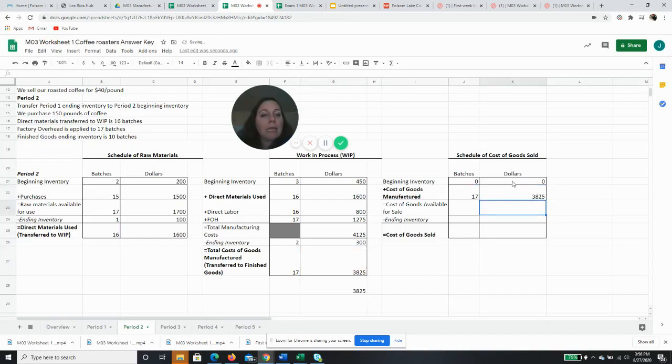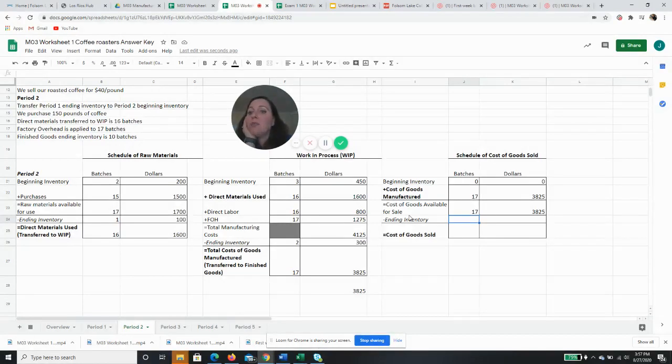All right, so my beginning inventory was 0 in finished goods. So my cost of goods available is just whatever I finished this period, which was my total cost of goods manufactured, which was $3,825 for 17 batches. Okay, so that's the amount I could have sold. I could have sold 17 batches. I can't sell 18 because I didn't have 18 to sell.